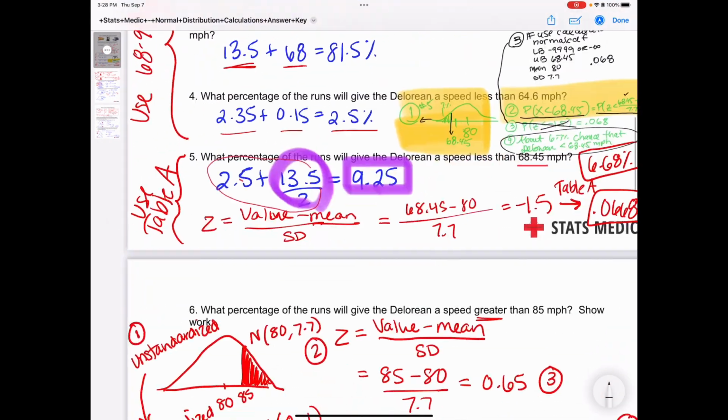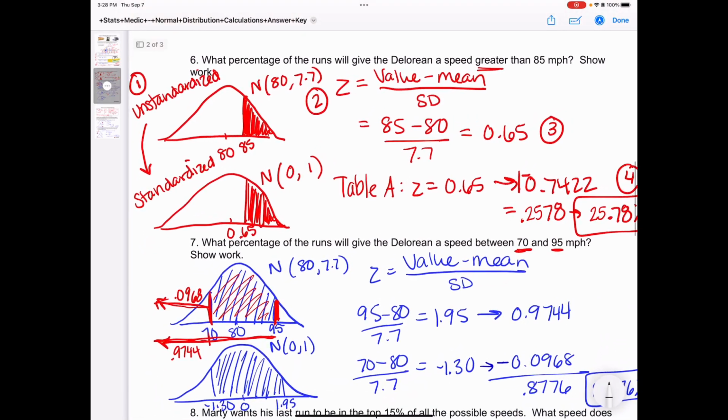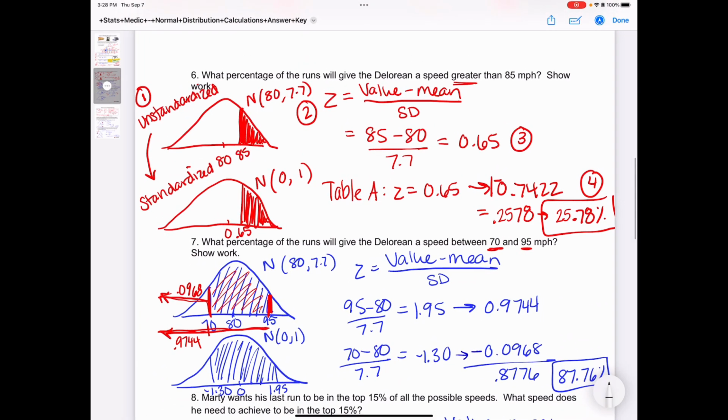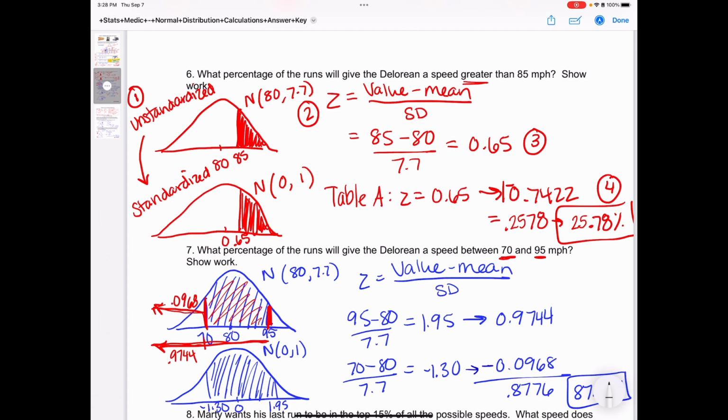All right. So let's go ahead and look at this here. What percentage will DeLorean give you? Now, on all of these, step 1 is done with the model. It's done. Step 2, the probability statement's not given. So I'm going to write the probability statement. Step 1 is given. It's already done. What's the percentage that the DeLorean will give if it's greater than 85? So greater than 85 is going to be the probability that Z is greater than 85 minus 80 over 7.7, and I don't know what that is.